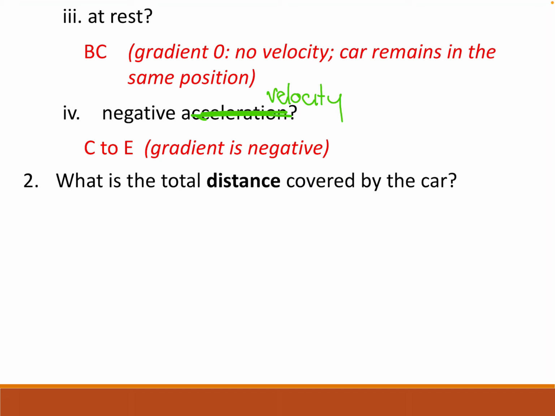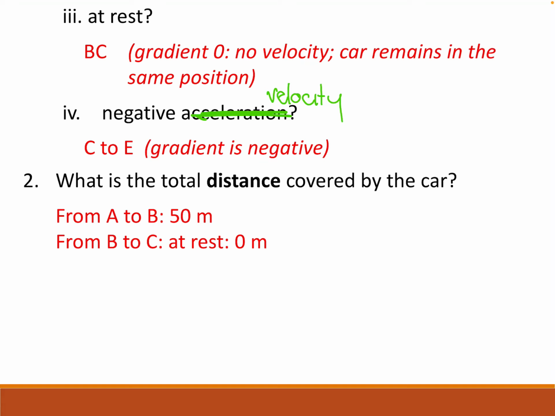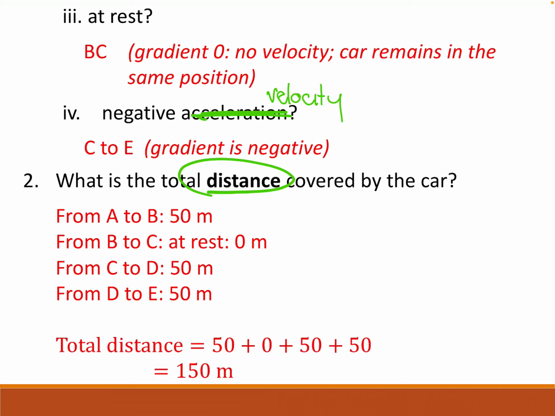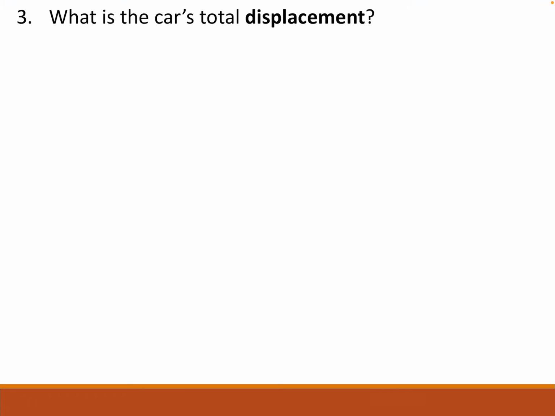What is the total distance covered by the car? Well, from A to B it went 50 meters. You need to have your graph in front of you while I do this. From B to C it was at rest. Then from C to D it went 50 again. Distance means I don't care about direction. From D to E it then went another 50 meters. So my total distance is just adding all three together, because it went east, then west, then west again.